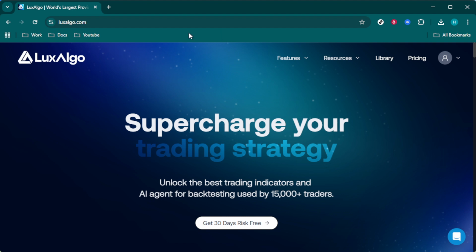To get started, you'll first need to visit LuxAlgo's website. LuxAlgo is a powerful tool designed to help traders by providing advanced technical indicators. Once there, you'll want to dive into their AI capabilities. LuxAlgo has developed innovative solutions that can analyze vast amounts of market data, offering insights that can be vital for making informed trading decisions. Next, click on the AI chat feature.